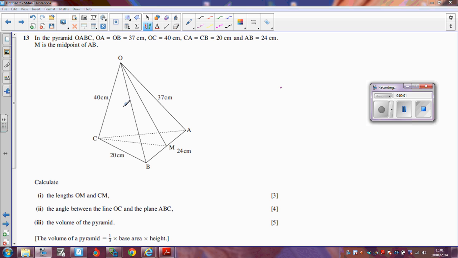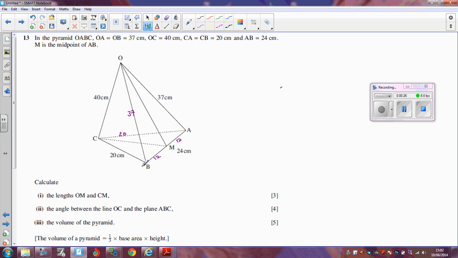The first thing I think it's useful to do here is to put missing measurements onto the diagram. So they tell us, first of all, that OA and OB are both 37. So I'm going to put another 37 there. OC is 40. CA and CB are both 20. So I'm going to put another 20 over there. AB is 24, which means that this distance is 12, and this bit here is also 12.